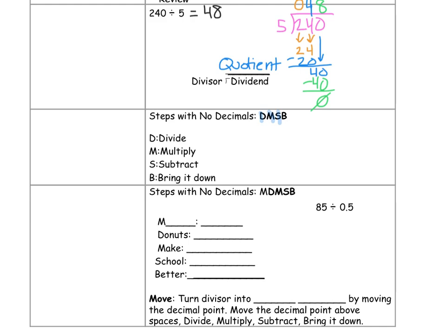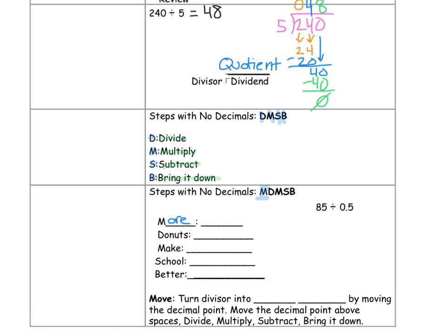Donuts make school better. Donuts divide, make, multiply, school, subtract, better, bring it down. So this time we're going to work on the steps on how to solve a division problem when there is a decimal. So in this case, we get an M. The M is going to stand for more. More donuts make school better.